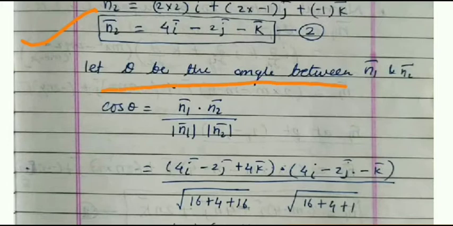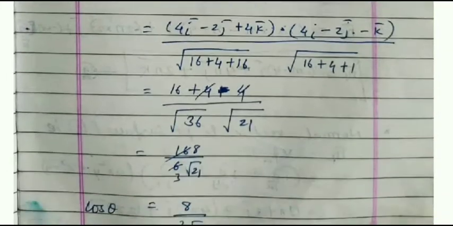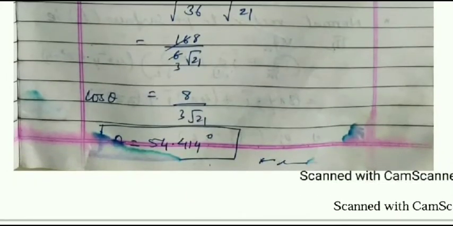Next, find the angle between these two normal vectors. The formula is cos theta equals n1 bar dot n2 bar upon mod of n1 bar times mod of n2 bar. Apply the same procedure and solve. The answer of this question is 54.414 degrees.